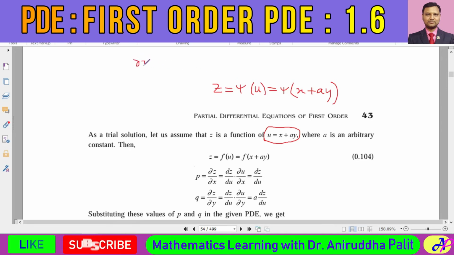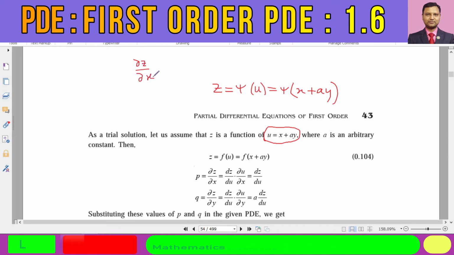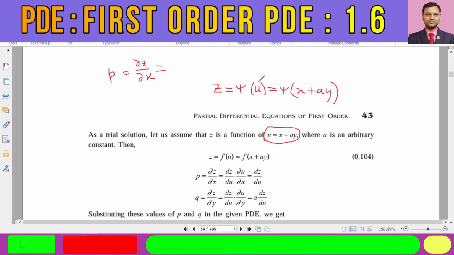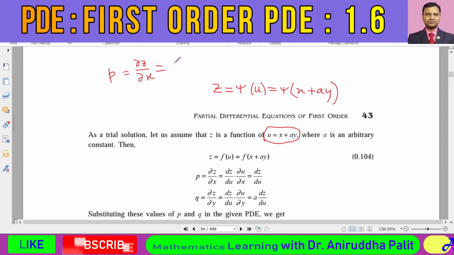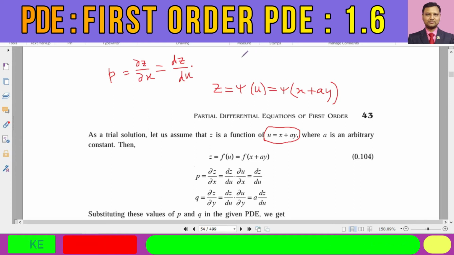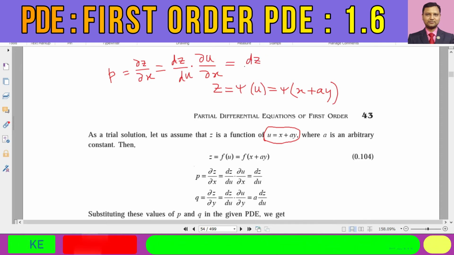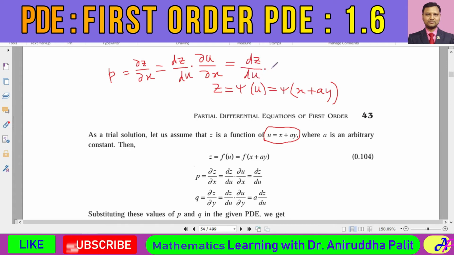We shall have this type of relation, del z del x, that is actually our small p. Del z del x means we will have to differentiate this function with respect to u, and then u is to be differentiated with respect to x partially. So we should write it in this fashion. That would be dz du multiplied by del u del x, and that would be equal to simply dz du multiplied by this expression.